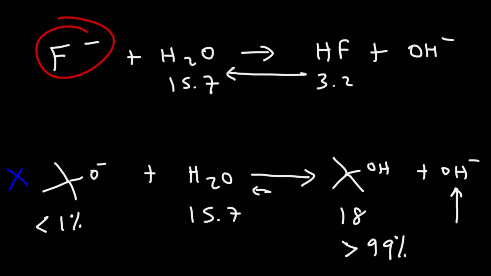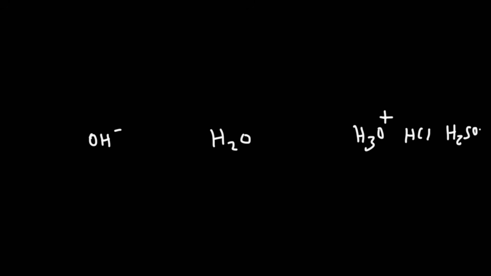So let's see if we can put a visual illustration to this. Let's put water in the middle. Let's put H3O plus here. It's more acidic than water. And let's put hydroxide to the left since it's more basic than water. Now HCl is stronger than H3O plus, and the same is true for H2SO4. So I'm going to put that in the right.